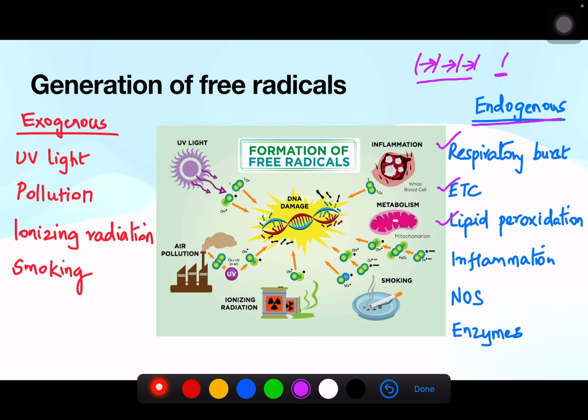Next is lipid peroxidation, which we will see shortly. And inflammatory conditions, the nitric oxide synthase mechanism, where nitric oxide is produced in macrophages. It can also be considered an antibacterial mechanism, and some enzymatic reactions lead to the formation of free radicals. And exogenous causes are UV light, inhalation of air pollutants, ionizing radiation, and smoking. So these cause generation of free radicals in our body.